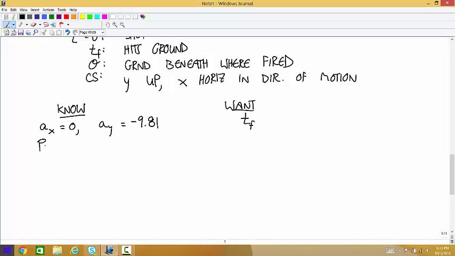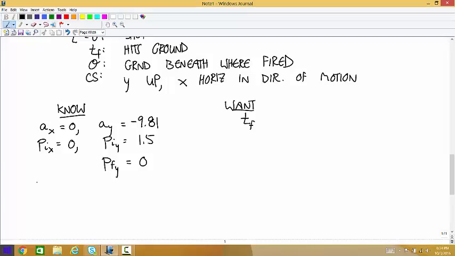The initial position, what's PIX? 0. What's PIY? Yep. What do we know about P final? We know the y component is 0. We don't know anything about the x component. That's some big positive number. We don't know what that is, but we can live without it if we can find TF.